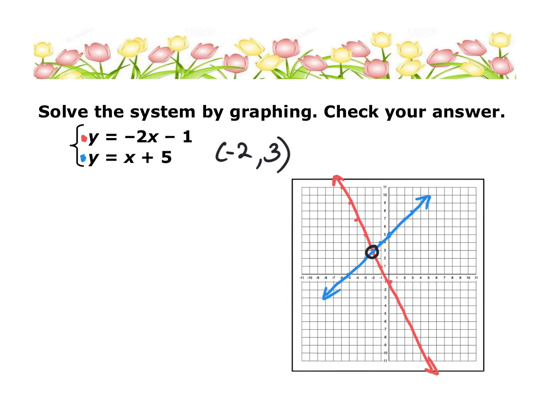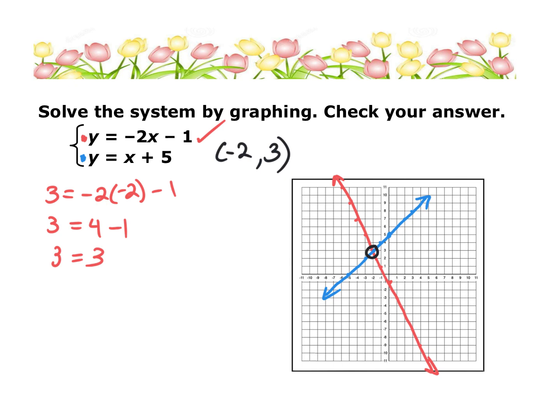Now time to check. We're going to plug them into the red and the blue. So 3 equals -2 times -2 minus 1. 3 equals -2 times -2 is +4 minus 1. So 3 equals 3. So it works for our first equation. Here again, we're just checking our work.